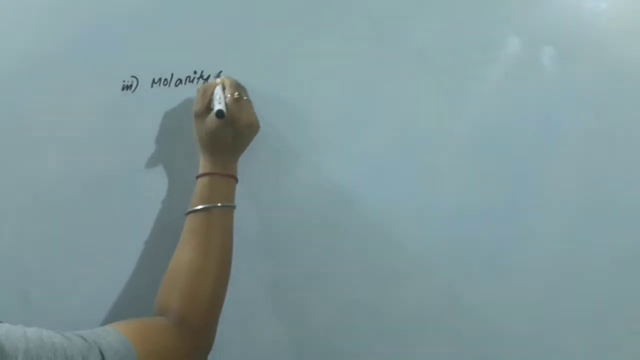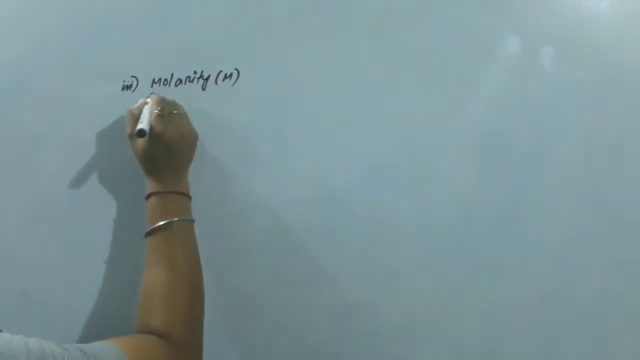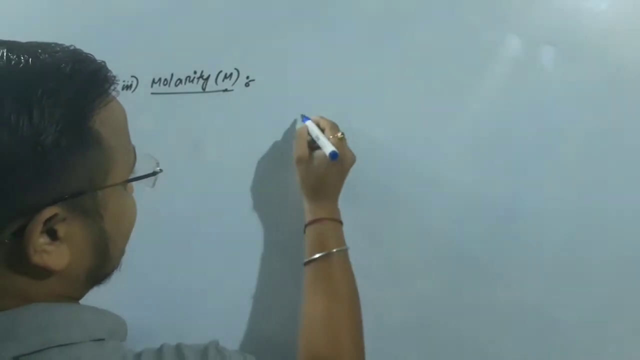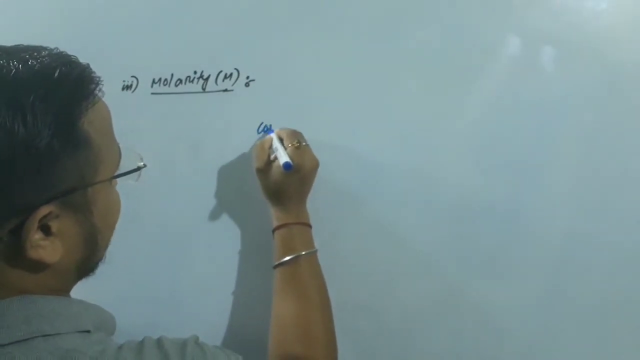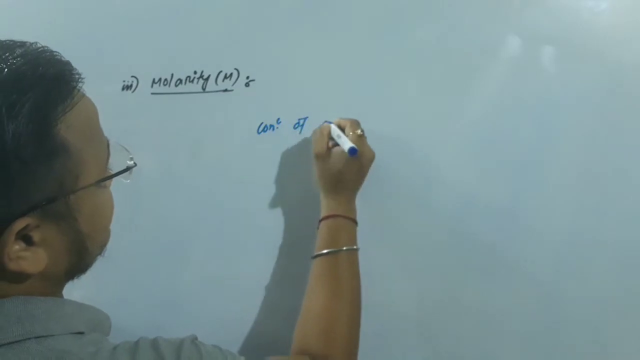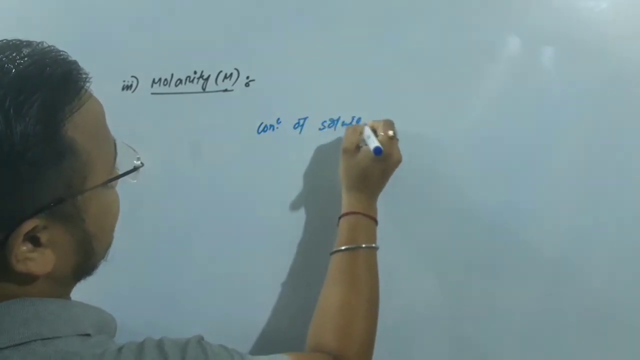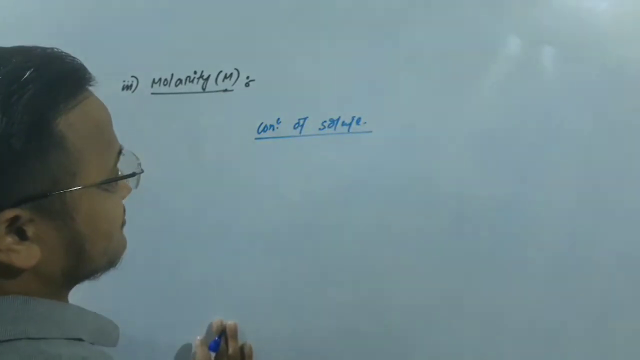So molarity is represented by the capital letter M. Now students, when we are talking about molarity, as we have already mentioned, we are finding the concentration of what? Concentration of solute, right? We are finding the concentration of solute.